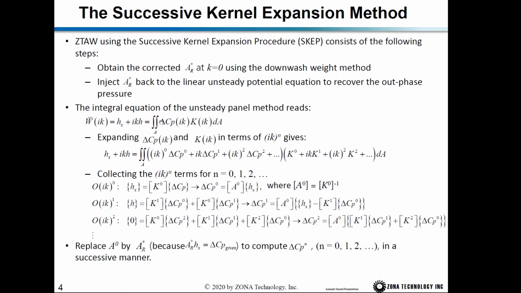And Z tau uses the successive kernel expansion procedure, which consists of the following steps. First, we obtain the corrected AIC at zero reduced frequency using the downwash weighting method. Then we inject the corrected AIC at zero frequency back into the linear potential equation to recover the all-of-phase pressure. These equations show how the successive kernel function expansion recovers the all-of-phase pressure.